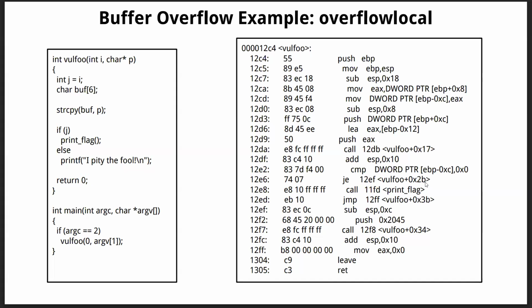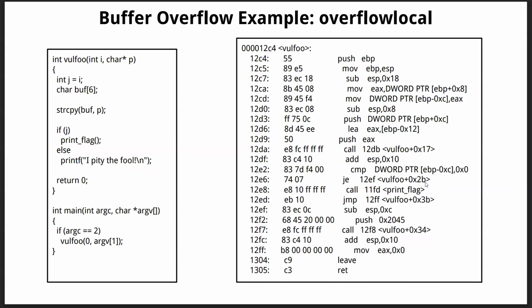Vol-foo takes two arguments. The first one is hard-coded 0, doesn't really mean anything. The second one is the command line argument string, whatever you input there. So whatever you input there could be a long string. That string's address will go to vol-foo. Okay. Vol-foo, the prototype, obviously, an integer i, then the string address, a char pointer. We'll have a local variable j. j is initialized to the value of i. In this case, i is hard-coded to 0. So j will be initialized to value 0.